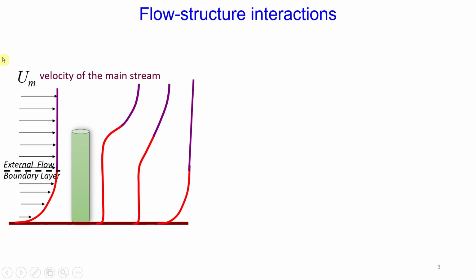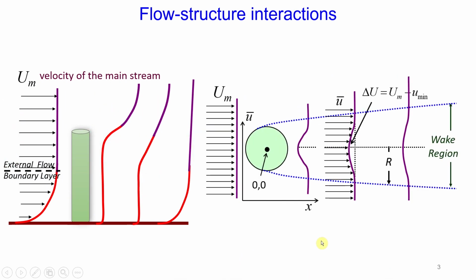Let's look at the same diagram from plan view. So this is our structure, which is a cylinder of diameter d. As usual, I define a coordinate system. X is my longitudinal coordinate. In this case, I define my origin in the center of the cylinder, and also my vertical coordinate here is my velocity, time averaged velocity.